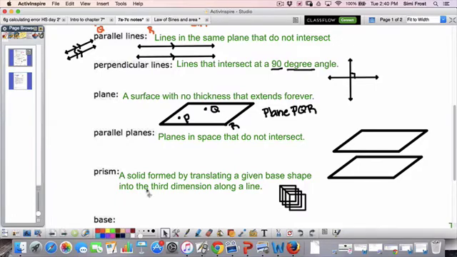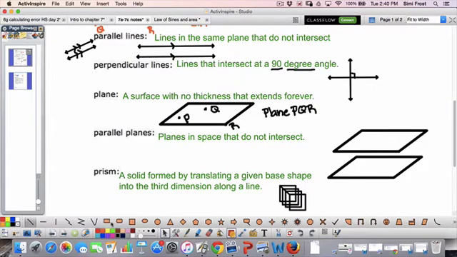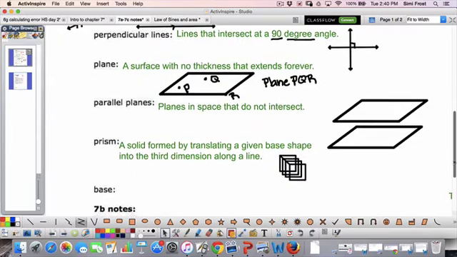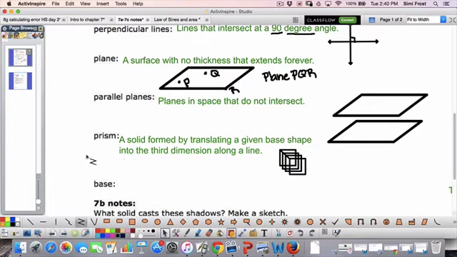So let's just take a shape, and we're going to take not a square, but something just a little more complicated. We'll do an L. Let's get some space down here. So I'm going to draw an L shape, so you do the same. Okay, and I want to make a prism out of this shape.